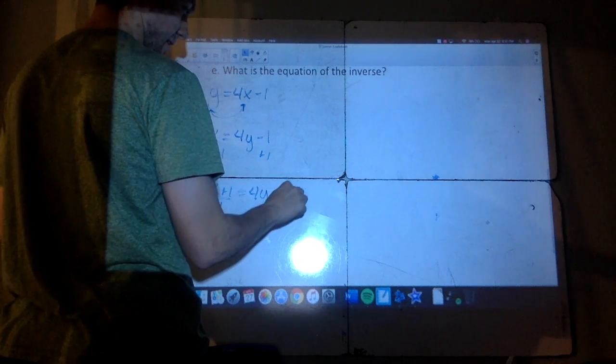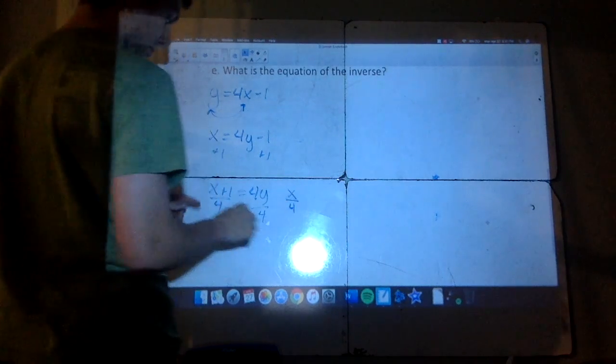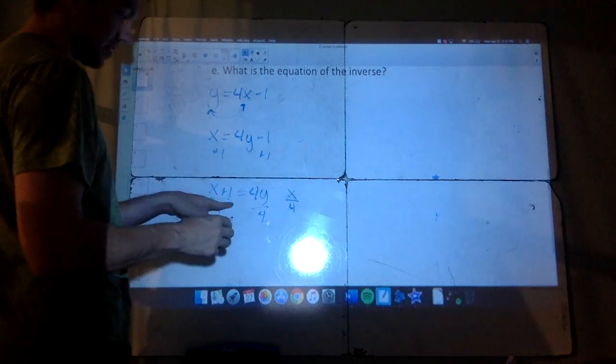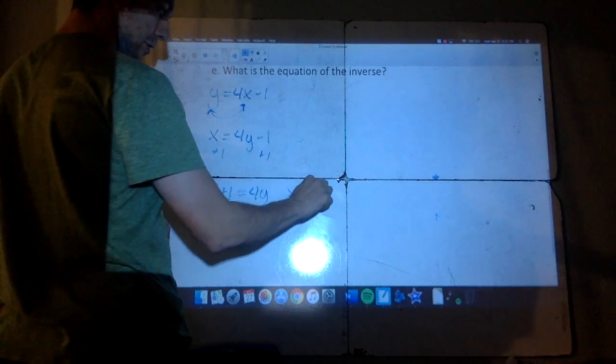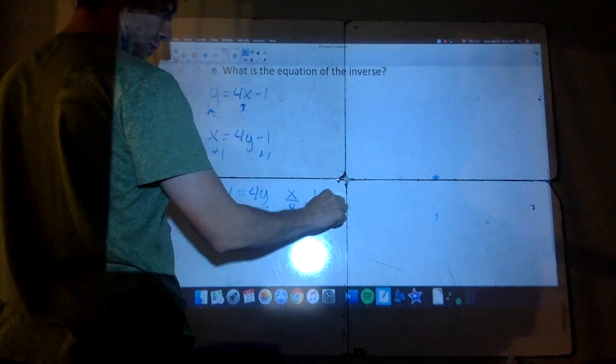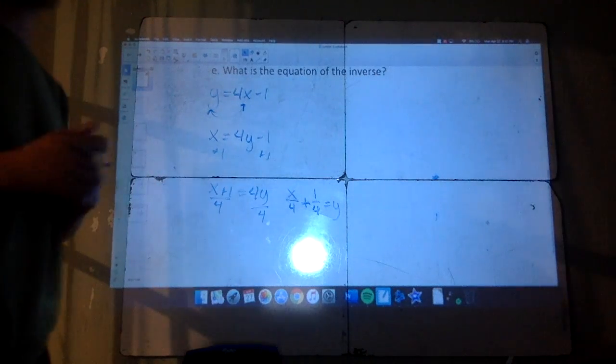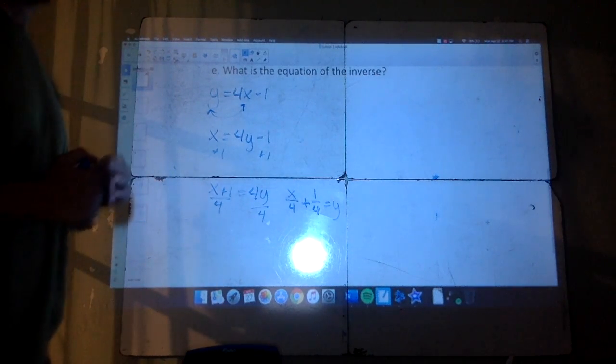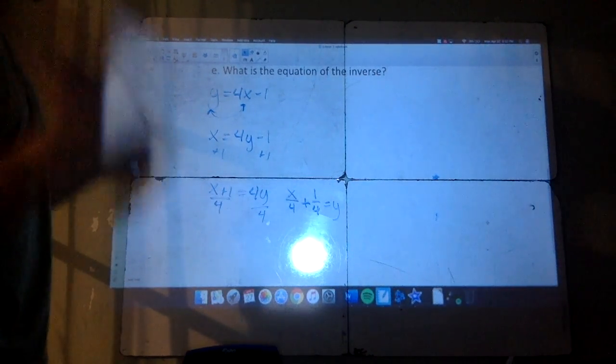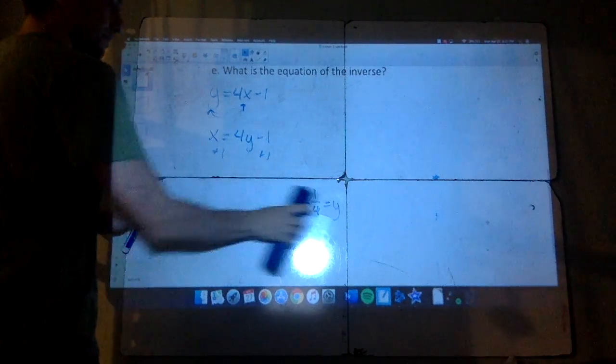So we have x divided by 4. Remembering we're going to keep the x and the 4 together, and then also the 1 and the 4. There we go. So that's our inverse function. We're going to use that idea today for the rest of our lesson. We're going to do, what if it's not linear? We're going to explore that.